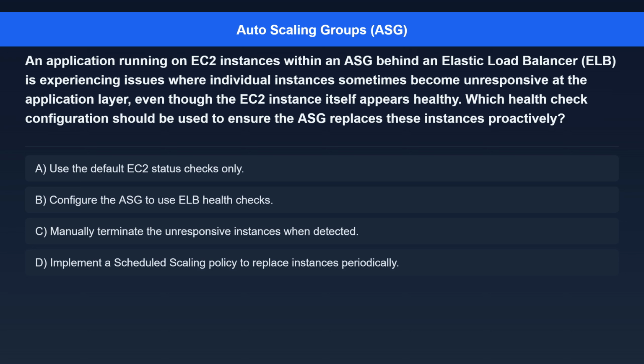Option A. Use the default EC2 status checks only. Option B. Configure the ASG to use ELB health checks. Option C. Manually terminate the unresponsive instances when detected. Option D. Implement a scheduled scaling policy to replace instances periodically.